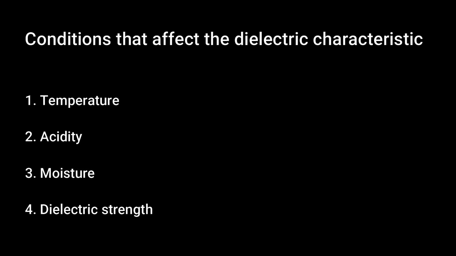The fourth condition that may affect the dielectric characteristic is dielectric strength. The dielectric strength shows the maximum breakdown voltage and the maximum impulse voltage that the transformer insulating system can withstand.